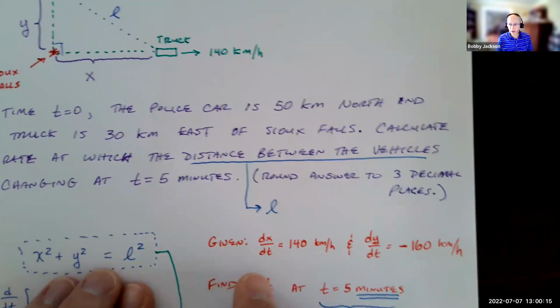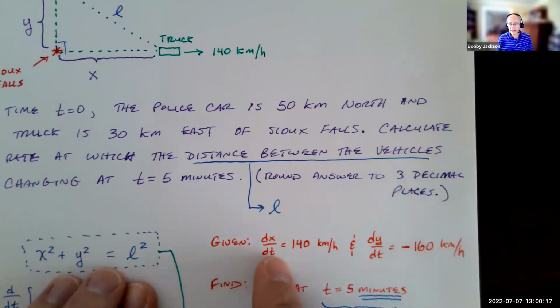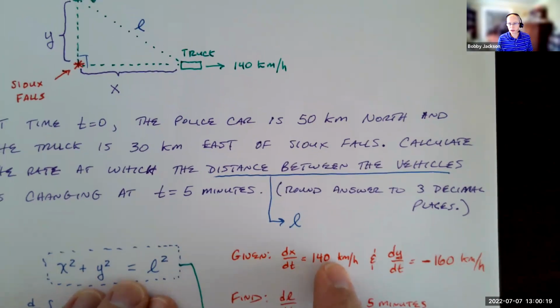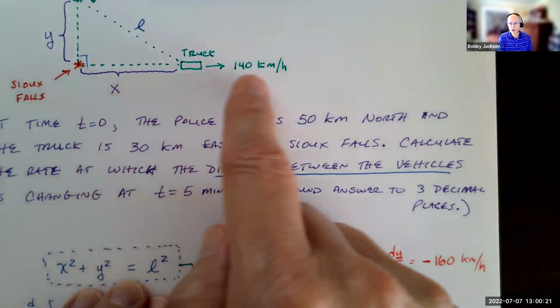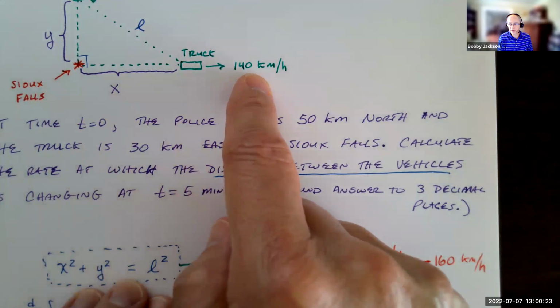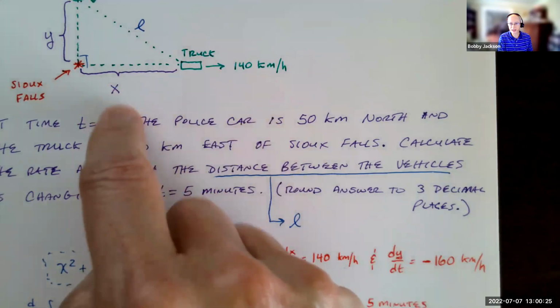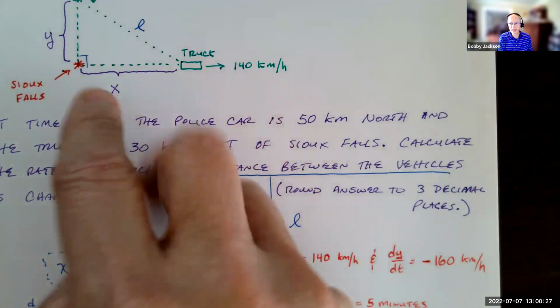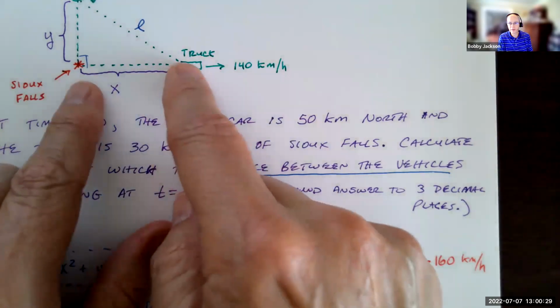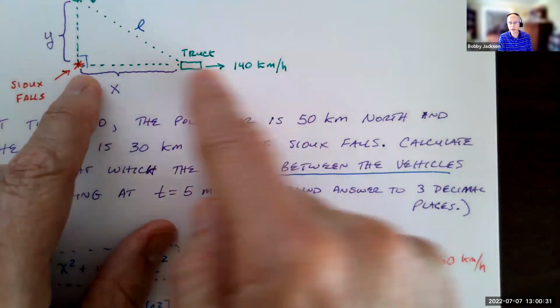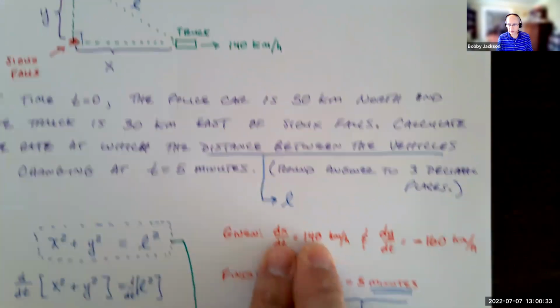What information are we given in terms of rates? Well, we're given that dx/dt is 140 kilometers per hour. Here's x. The truck has a velocity of 140 kilometers per hour, so x is changing at that same rate. And notice x is getting bigger. The truck is getting further away from Sioux Falls, so dx/dt is positive.